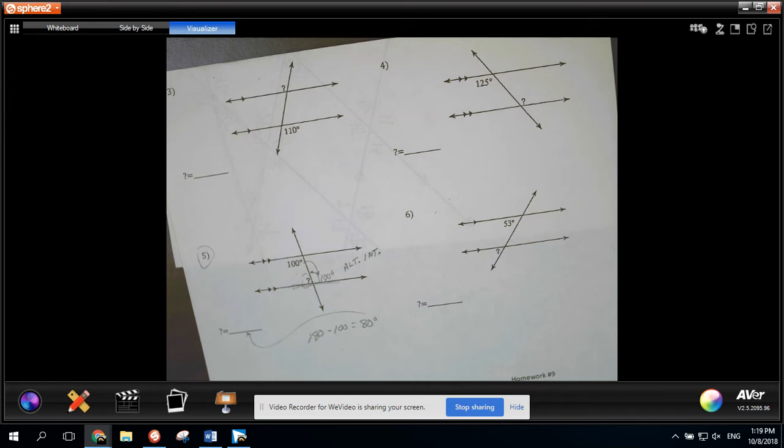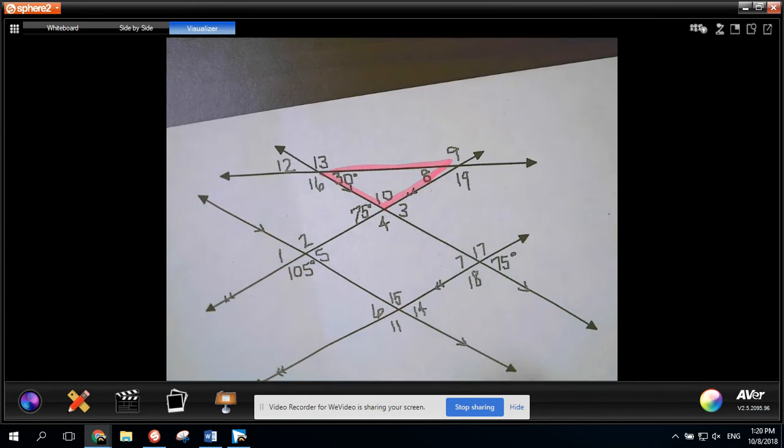The rest of the problems on the front will either use alternating interior, alternating exterior, or corresponding angles to be able to figure those out. So good little practice page for you. And then on the back side, just wanted to pick a couple here to do.